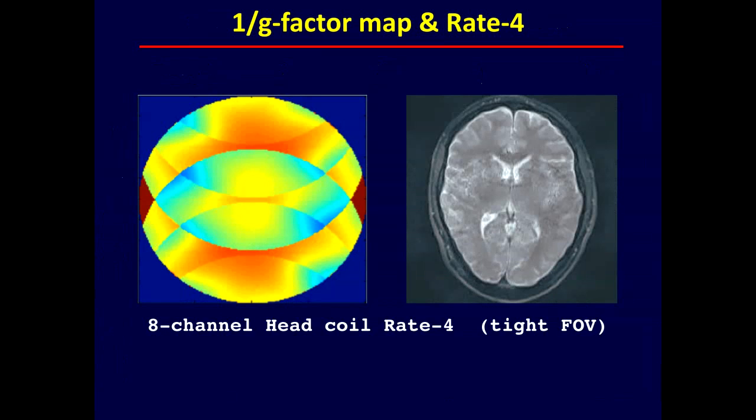Okay, this is just another example showing the 1/g factor map and the corresponding images. You can see that in areas where you have low 1/g, which means high g value, these regions look noisy compared to, say, the images here. So first of all, SNR is spatially dependent. It's noisier in this region and less noisy in the front region here. And it's also correlated with the G factor. Okay.